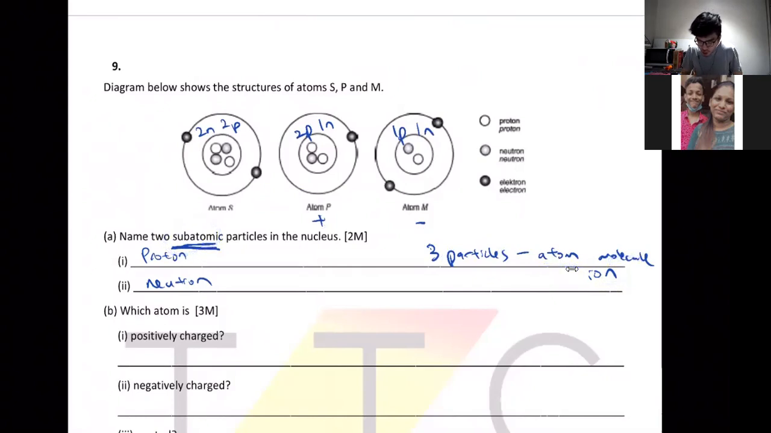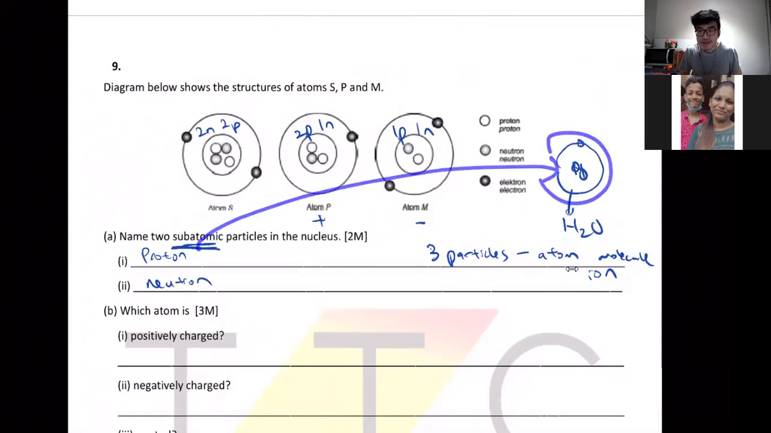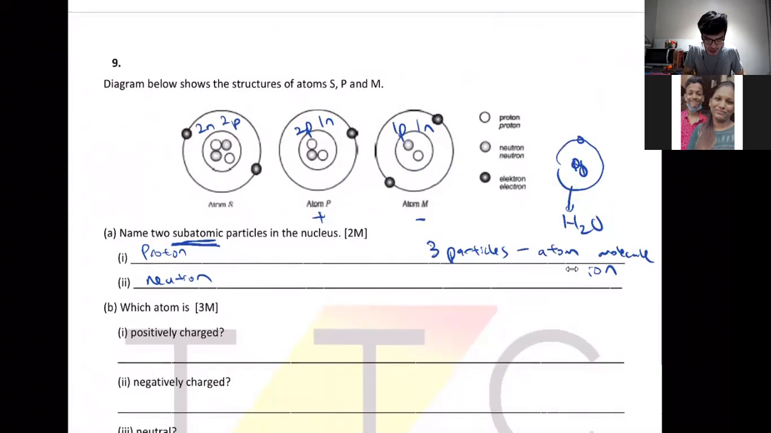So you see, water, H2O, is a particle. It's a molecule. But inside this H, you might have proton, neutron, and electron here. So this is the subatomic. Think of it this way. This is your domestic news, berita dalam negara. This is your international news.